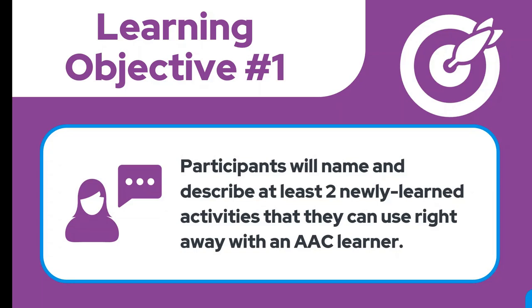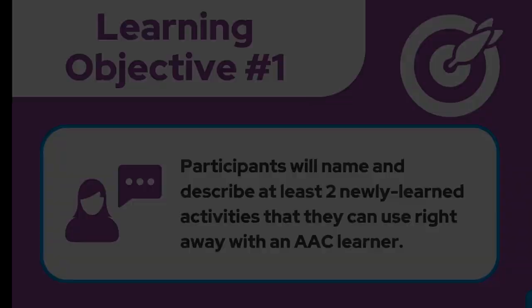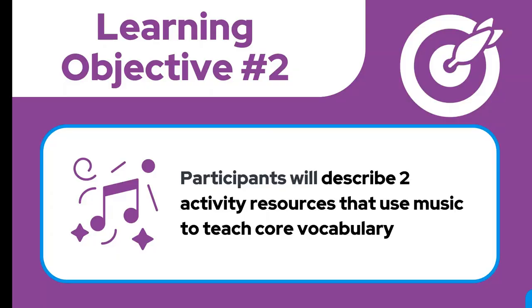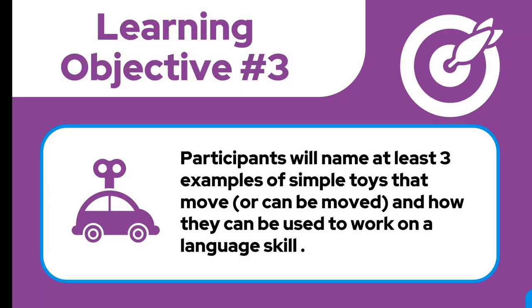So we've got a lot to get through in 90 minutes. 90 minutes may seem like a long time, but I have this jam-packed. I have a number of learning objectives. The first is that you'll be able to name and describe at least two newly learned activities. I hope you can do a lot more than that, that you'd be able to go and use right away with an AAC learner. Second is that you'll be able to describe two activity resources that use music to teach core vocab. Third, that you can name at least three examples of simple toys that move or can be moved and how they can be used to work on a language skill.